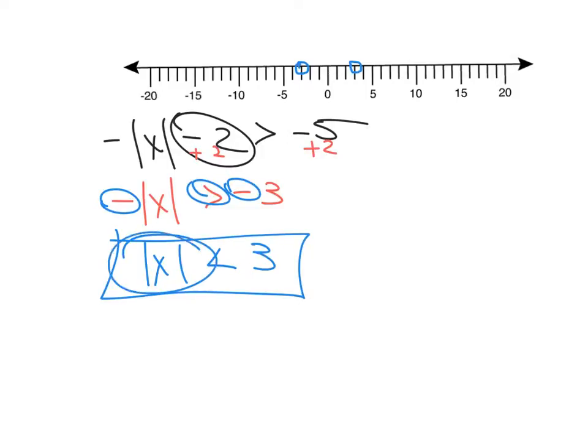Well, it says the absolute value of x is less than 3. That means that the number we're going to put in there for x is going to be a number closer to 0 than 3, which are all of these numbers right here. They're all closer to 0 than the ones we have circled, the 3 and the negative 3, and that's it.